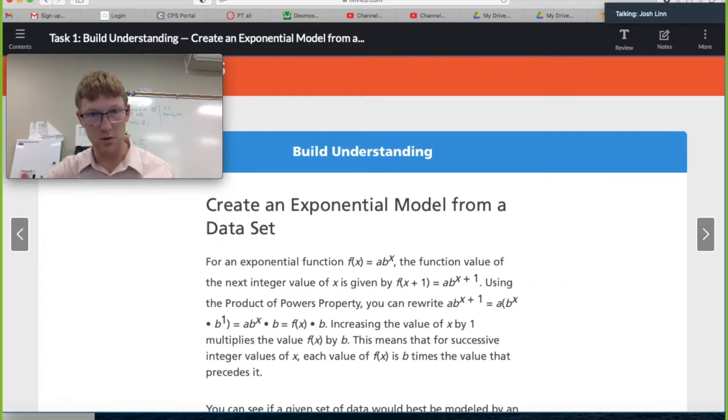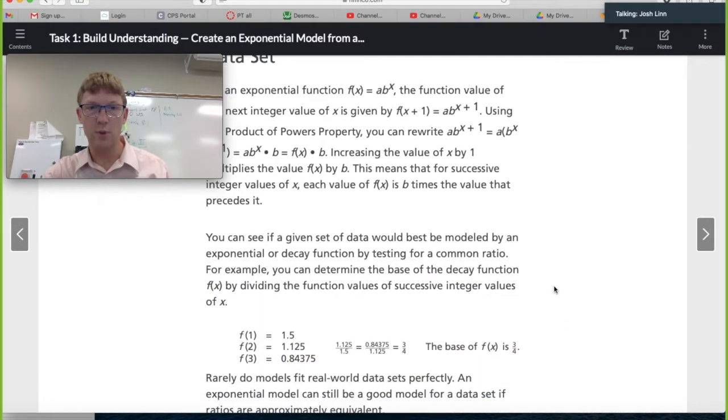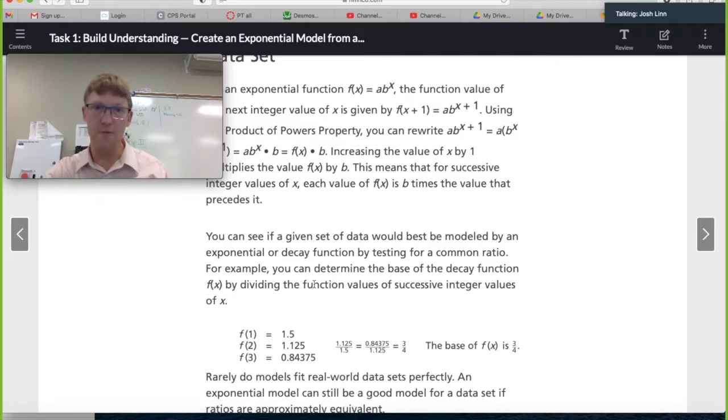So that's what we're going to do. If we are given a data set, for example, here's our data set down here. We've got f of 1, f of 2, f of 3, and then we have our data right there. We need to build an exponential function based on that. I've already told you that it's an exponential function, so we just need to figure out the base of it.